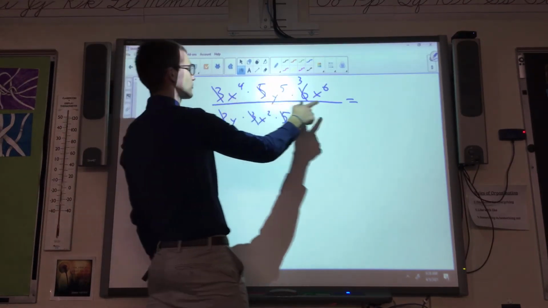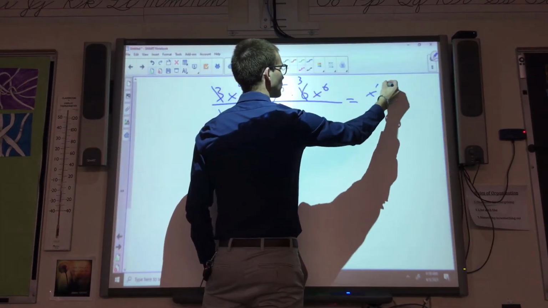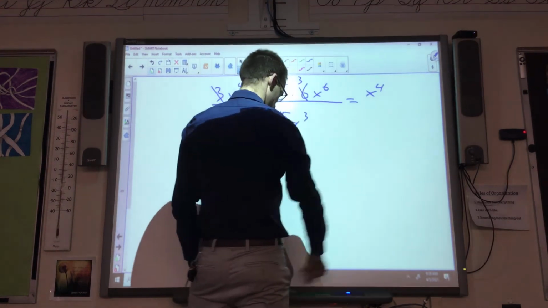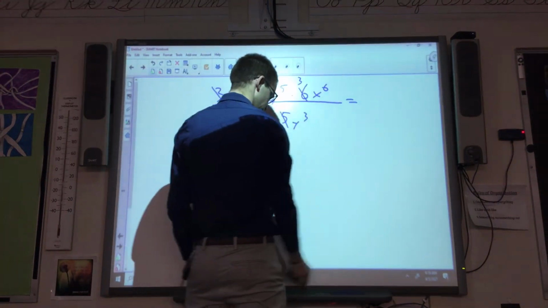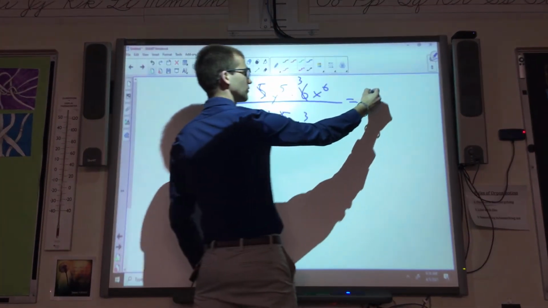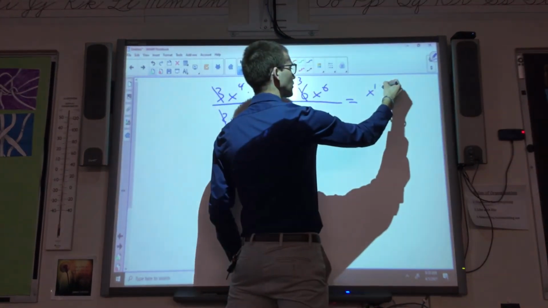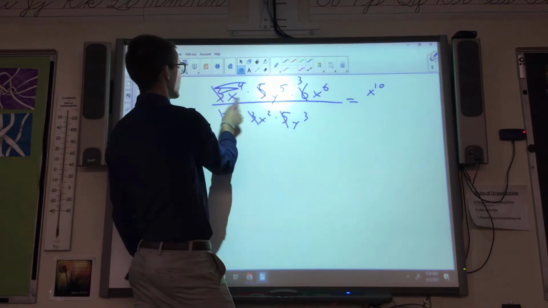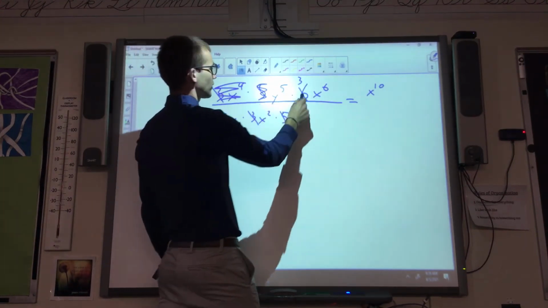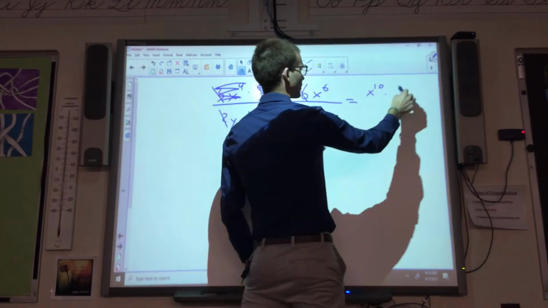So x to the 4th, x to the 6th, or I could just add them right away. X to the 4th plus x to the 6th makes x to the 10. So then I've gotten rid of all of these. I got rid of that. I still have to keep my 3.